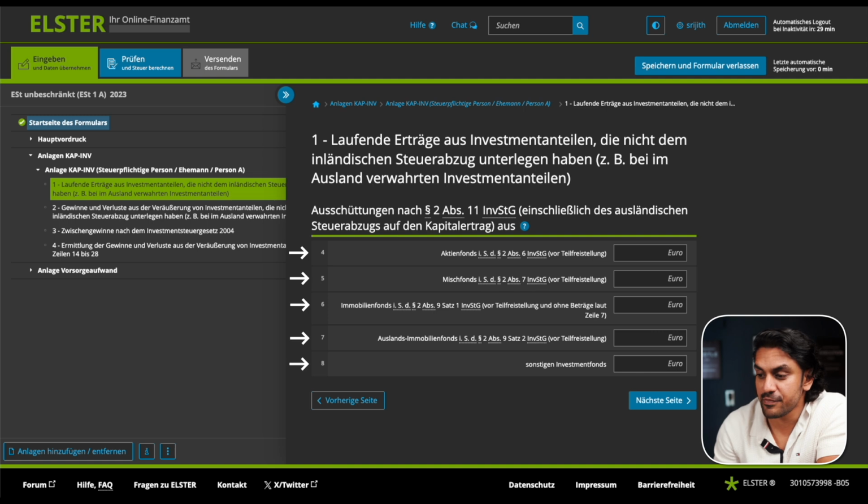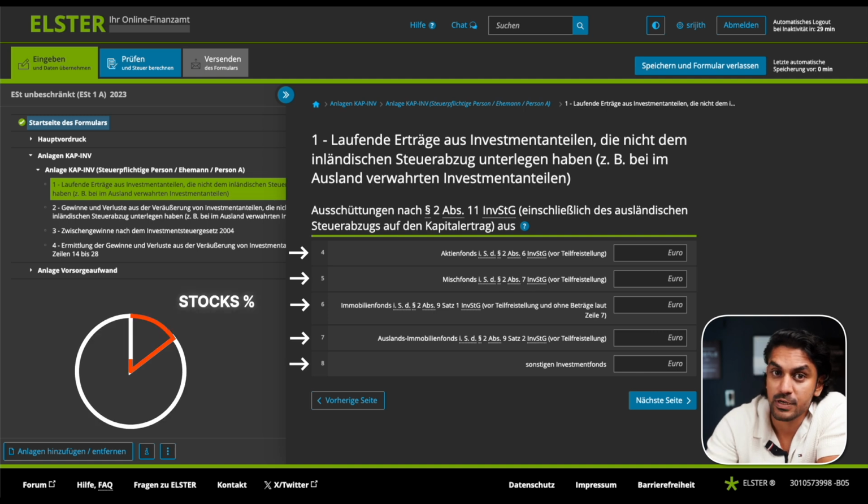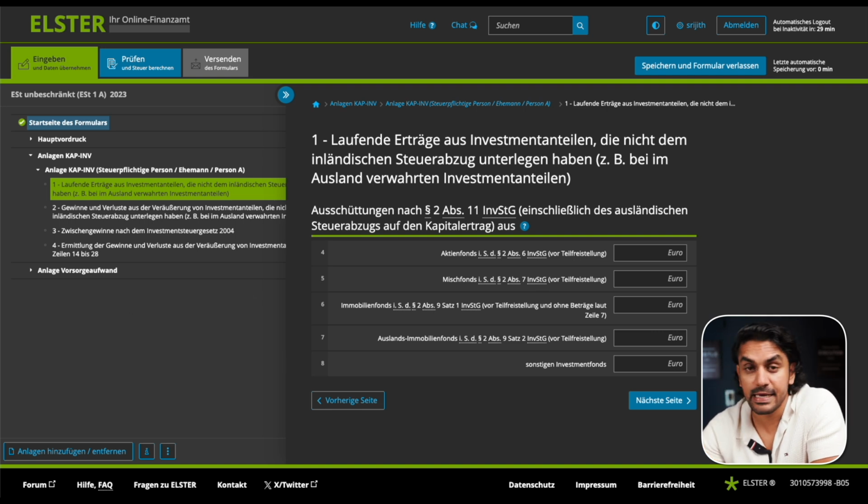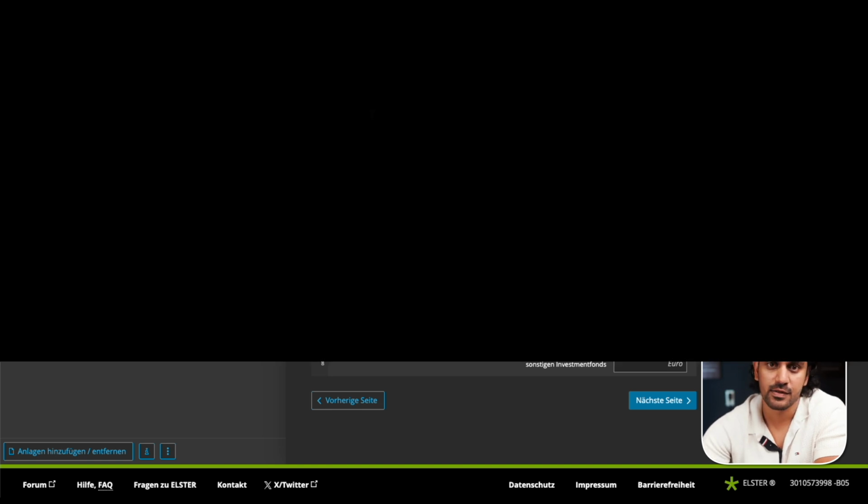The main difference between these funds is the proportion of equity or stocks in the fund. Now, why is this important? Because a portion of the income from these funds is not taxed, and the level of tax exemption depends on the share of equity in this fund. Equity funds are those that invest more than 50% of the assets in stocks and receive a 30% tax exemption.